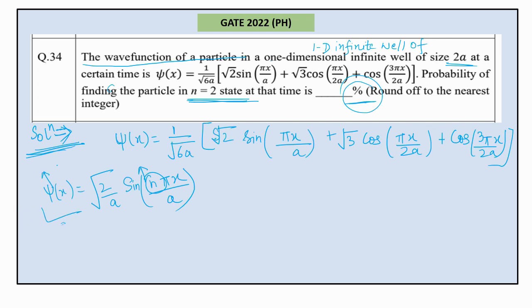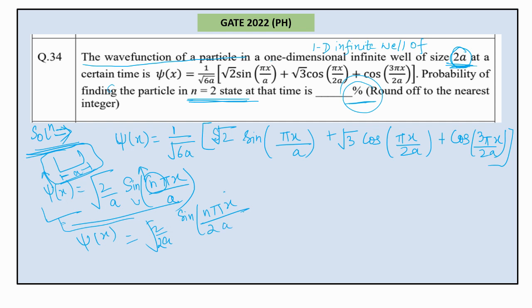This wave function is applicable when the infinite well has size a. When the infinite well has size a, then the wave function has this form. But in your question, you are given that the size is 2a. So that means this will change to root 2 by 2a sine n pi x upon 2a, right?